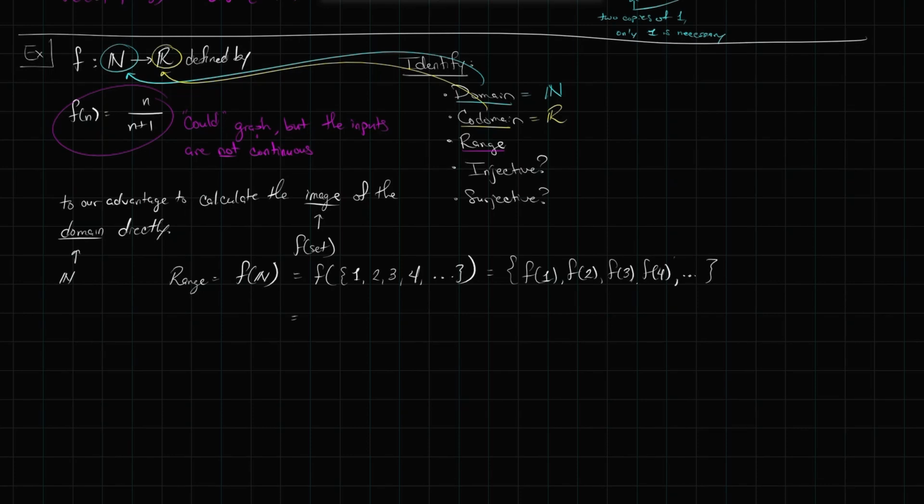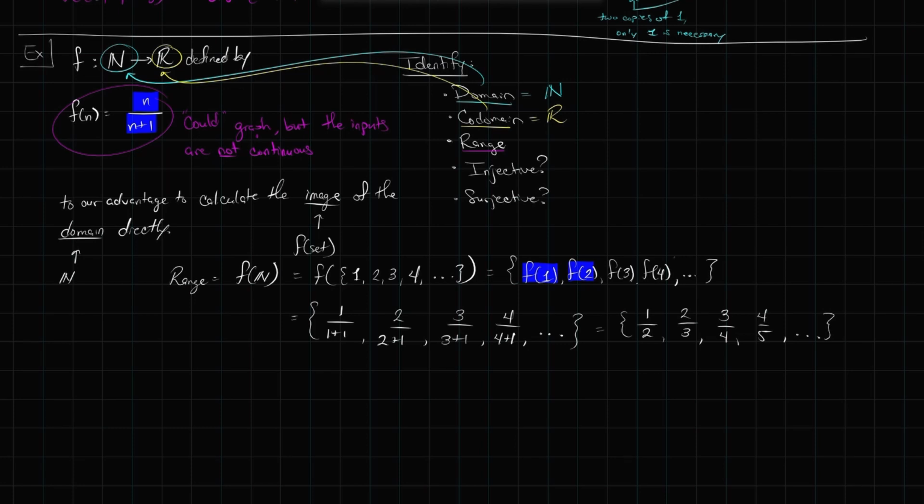And we can calculate all of that because we know what f looks like, right? We can calculate f of 1 because we know that's 1 divided by 1 plus 1. So let's go ahead and do that. So that's going to be 1 divided by 1 plus 1. f of 2 is going to be 2 divided by 2 plus 1. f of 3 is 3 divided by 3 plus 1. f of 4 is 4 divided by 4 plus 1, and so on. And we simplify things a little bit. What does this look like? This is 1 half, 2 thirds, 3 fourths, 4 fifths, and so on.